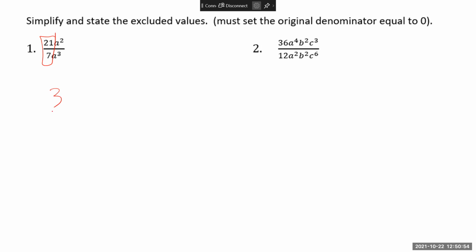So 3 over 1, if you want to put the over 1, that's fine. A squared over a cubed. If you need to, you can write that out. That means 2 a's on the top, 3 a's on the bottom, cross. I'm going to try real hard to not say cancel.